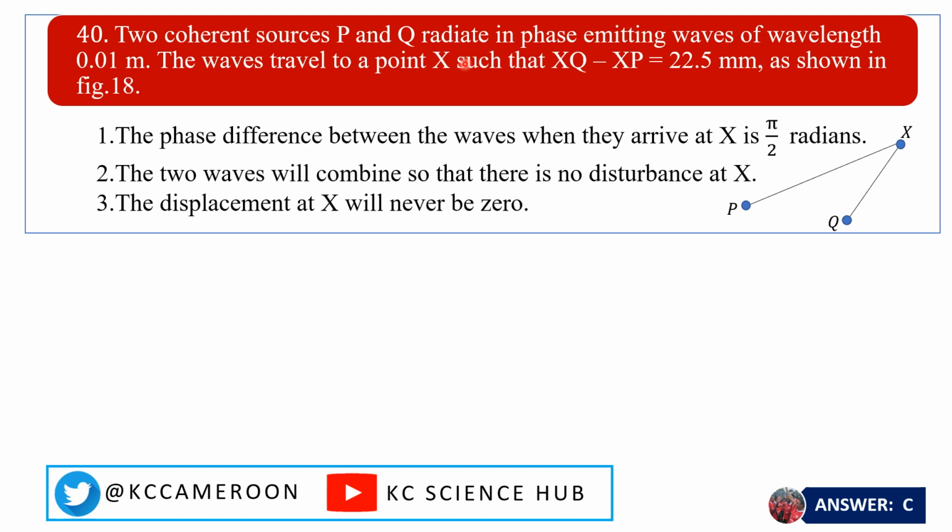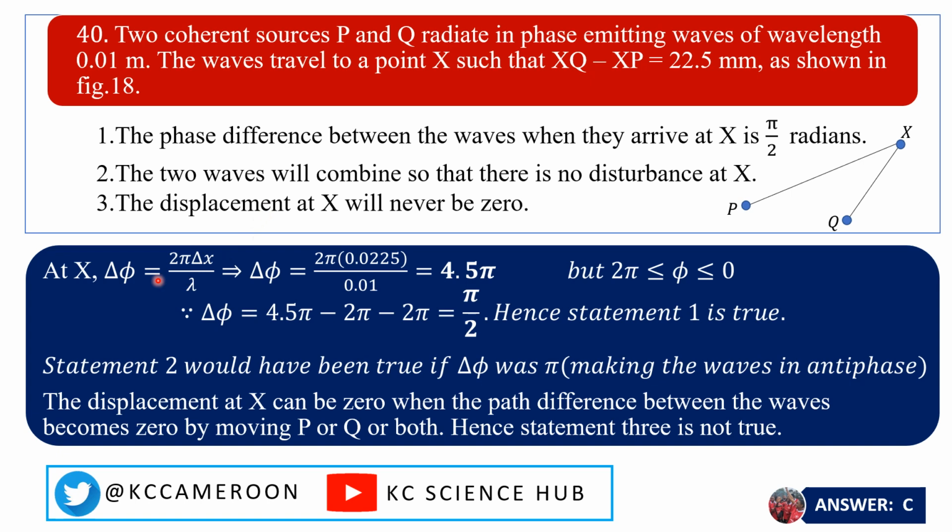Coherent sources P and Q are radiating in phase, emitting waves of wavelength lambda. The waves travel to a point x as shown in figure 18. All right, so let's just look at what is happening. At x, what is happening? We can calculate the phase difference between the two waves emanating from P and Q. So 2 pi delta x on lambda. Delta x here, of course, is the path difference between the waves from P and Q arriving at x.